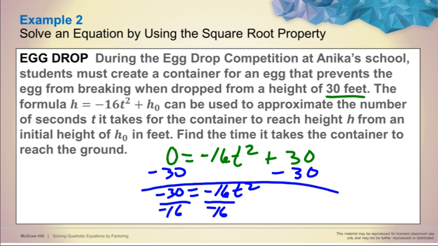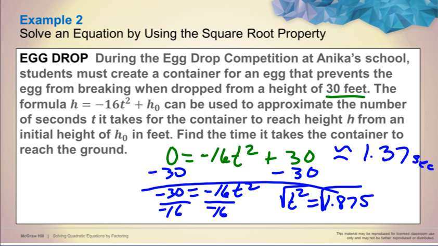And 30 divided by negative 16 gives me a positive 1.875. Then I find the square root of both sides, and the square roots of our answer would give us roughly a positive and a negative 1.37. But I can only use the positive form because a negative amount of seconds would not make sense.